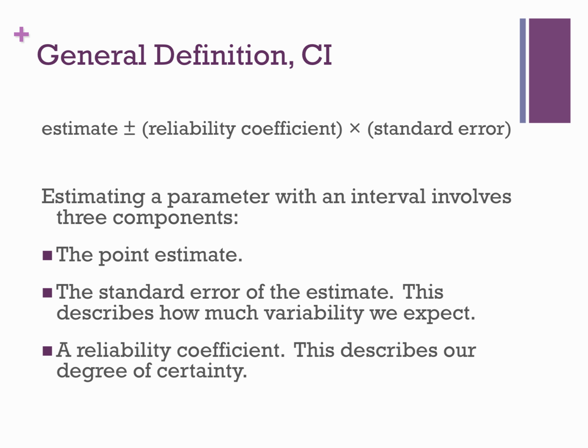Estimating this parameter with an interval involves our point estimate. Again, in this situation, that's our p-hat, or our observed value. We need the standard error of the estimate. So how much variability do we expect to be about our observed value? So remember, with confidence intervals, we're talking about our observations or our p-hat. And the reliability coefficient simply describes our degree of certainty, and it is based on that theoretical distribution.